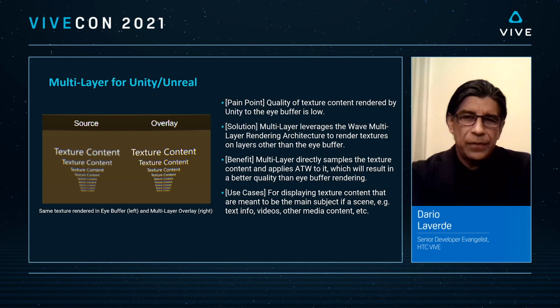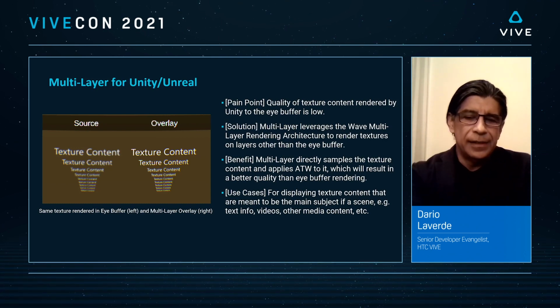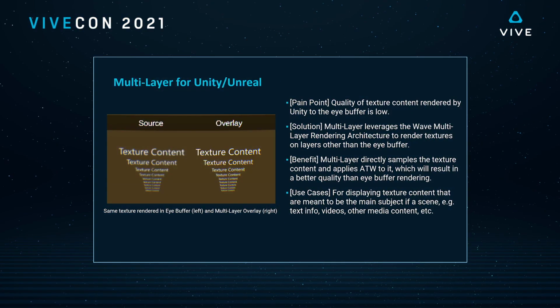This feature is useful when displaying any textured content that is meant to be the main subject of a scene. For example, in addition to text, you can have videos or other media content for improved quality using the overlay. And the way this works is that the multi-layer directly samples the textured content and applies ATW to it, asynchronous time warp.